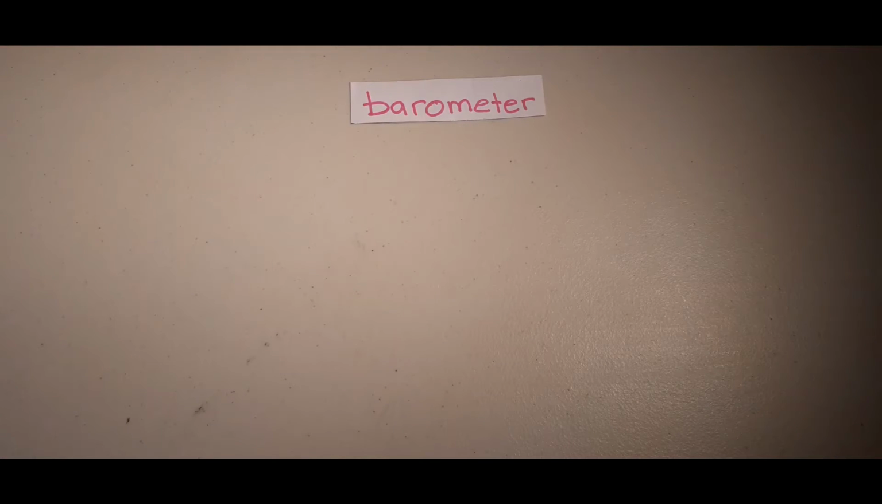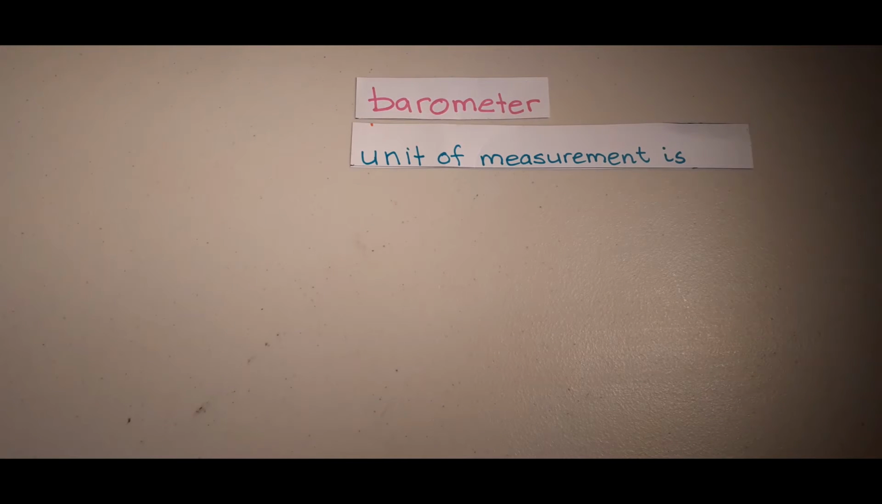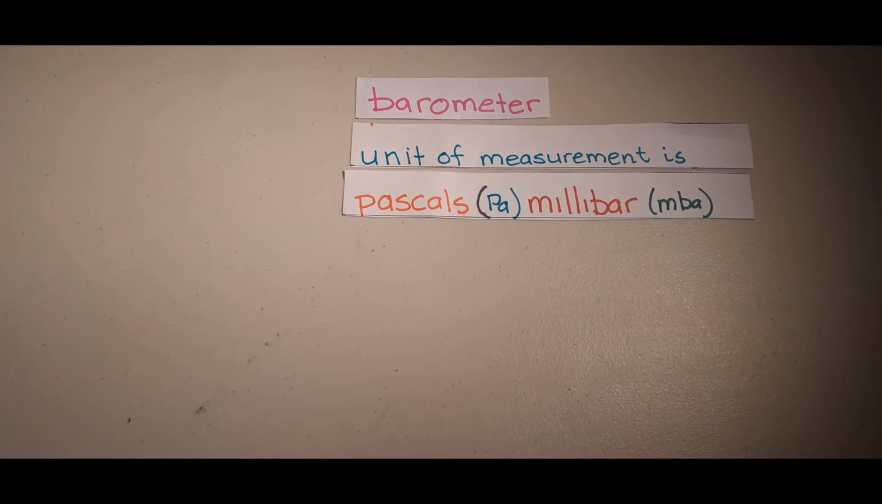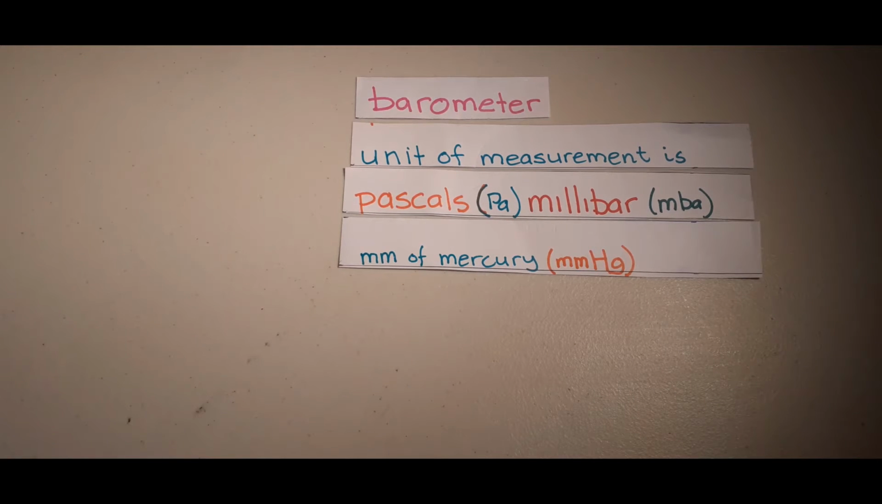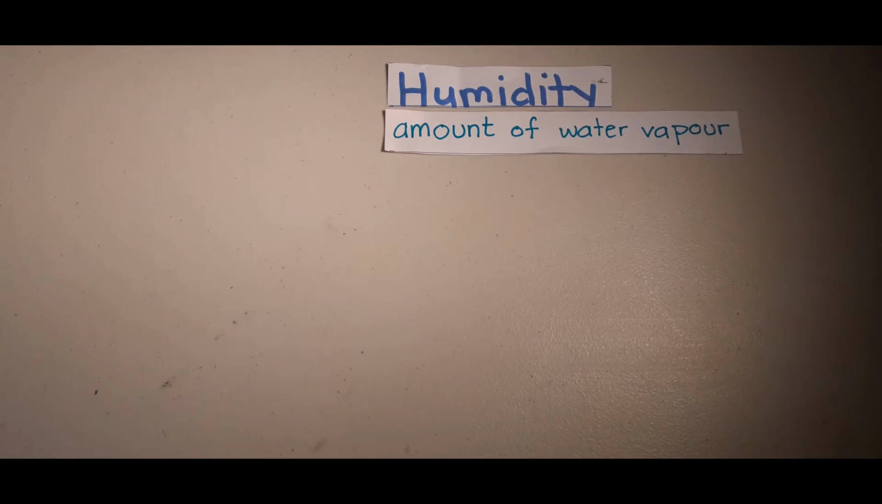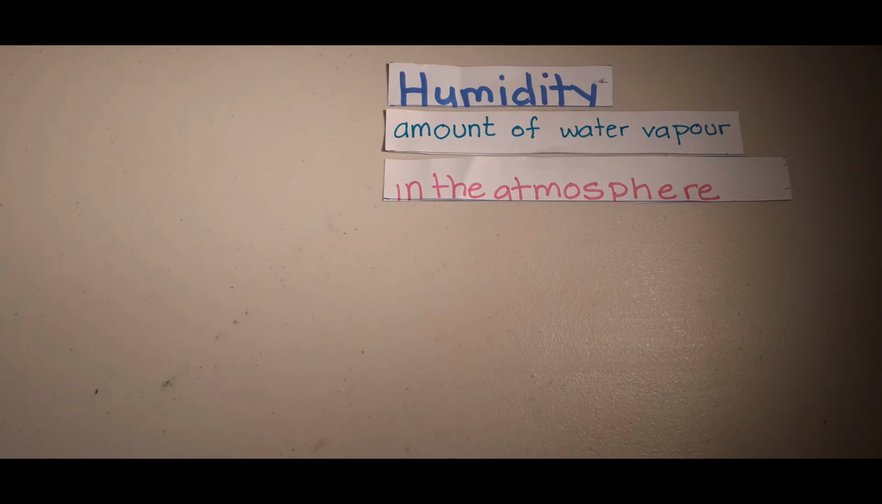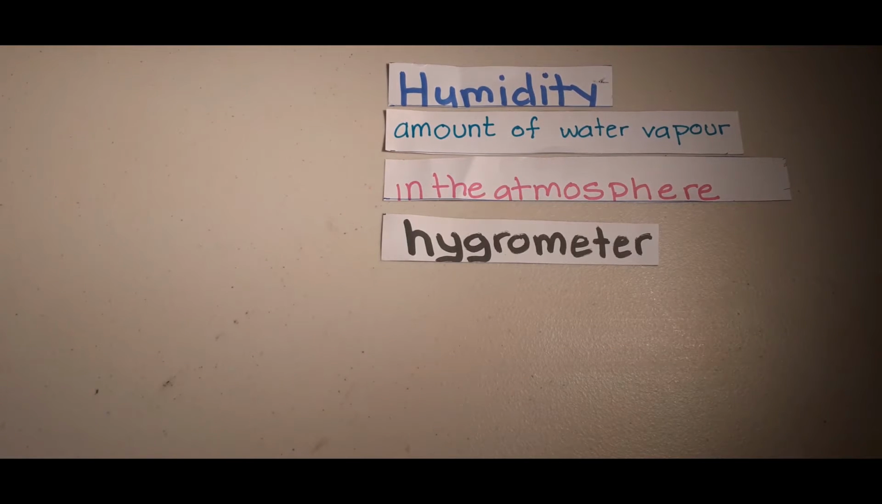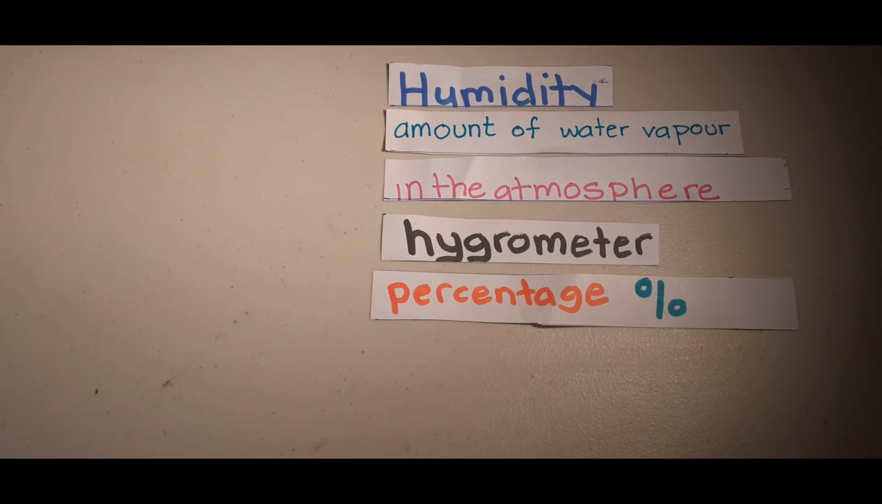The instrument used to measure it is called a barometer. The unit of measurement is pascals, which is shown by Pa, or millibar, which can be shown as mb, or it can be measured in terms of millimeters of mercury. Humidity is defined as the amount of water vapor in the atmosphere. The instrument used to measure it is called a hygrometer, and the unit of measurement is percentage.